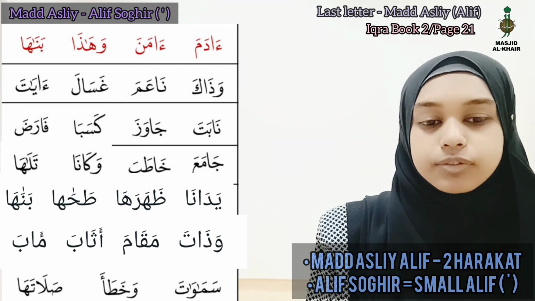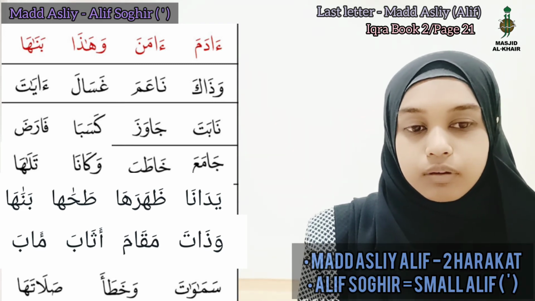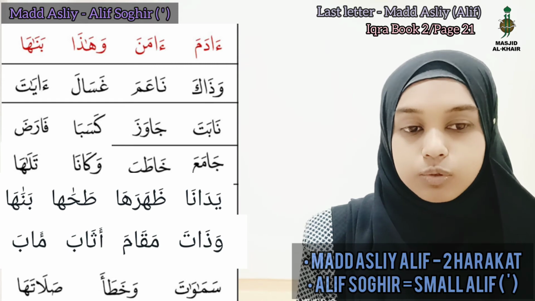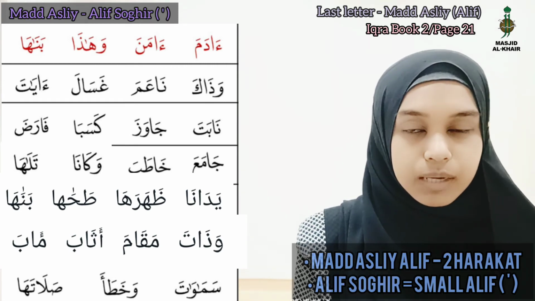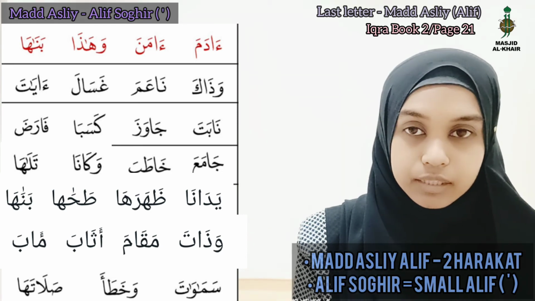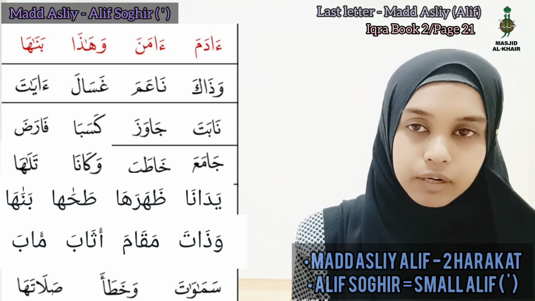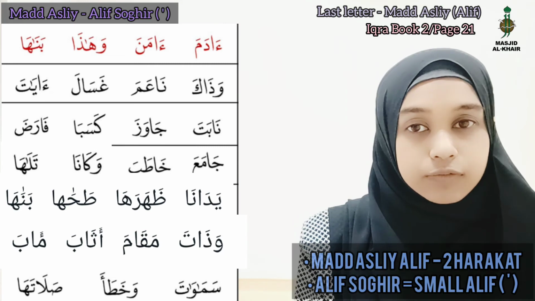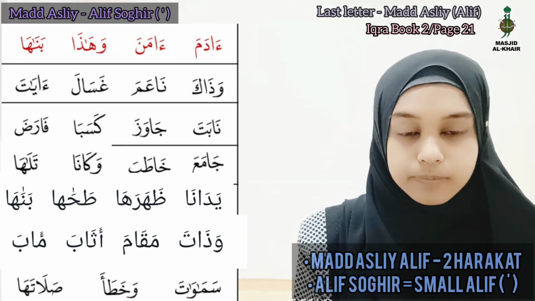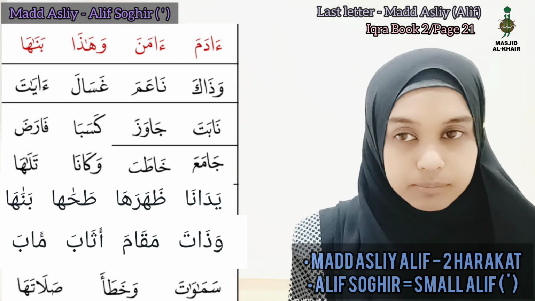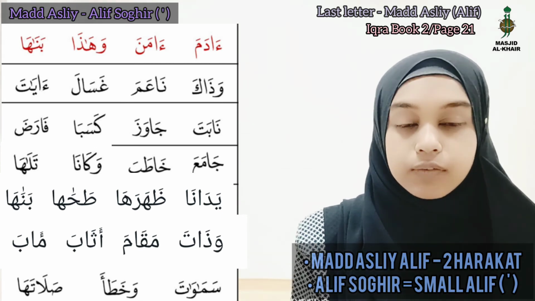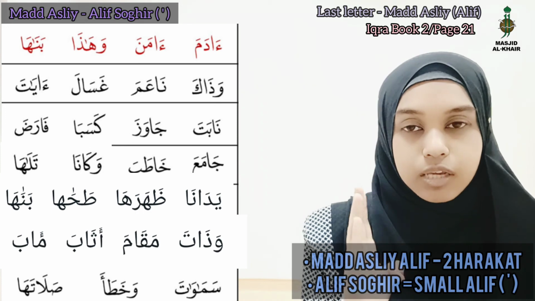In conclusion, Ha 2 seconds is a Mad. That Mad you can write in another way, which is your Alif Soghir. It's also 2 seconds. Letter A, be careful. If it does not have any Mad, you say it as 1 second. If it has a Mad, it will be placed beside your Hamza. It becomes 2 seconds.